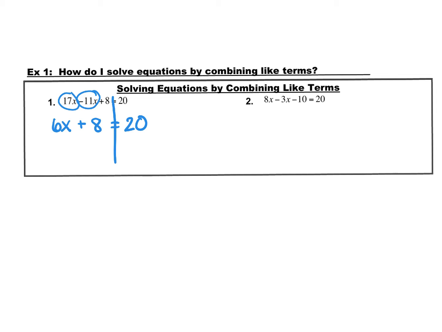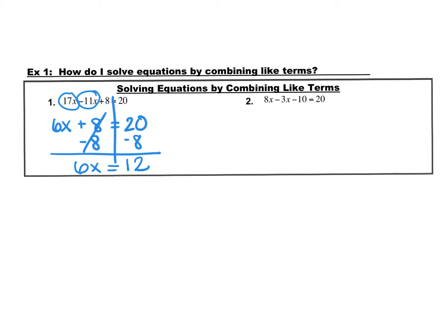All right, so now can I simplify any further? No. Now, our job is to isolate that variable by getting all the variables on one side, and then we have all the numbers on the other side. And so I'm going to undo this 8 first. And remember, whatever you do on one side, you have to do on the other. So I'll take 20 minus 8, and I'm going to get 12 is equal to 6x.